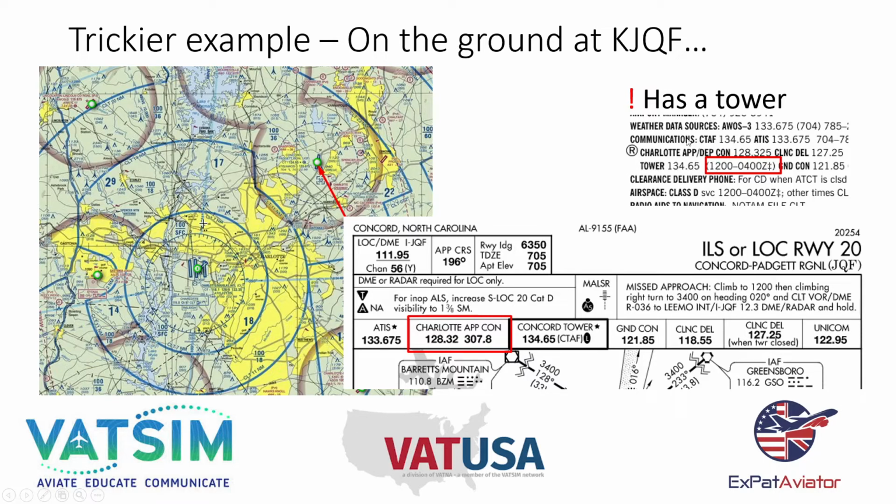Just note that most of the time on VATSIM, if the tower in the real world will be closed, i.e. this time here, then you may find that the Charlotte Approach controller in this case may just say, hey, the tower's closed, make your transmissions on Unicom. So let's look at another example.